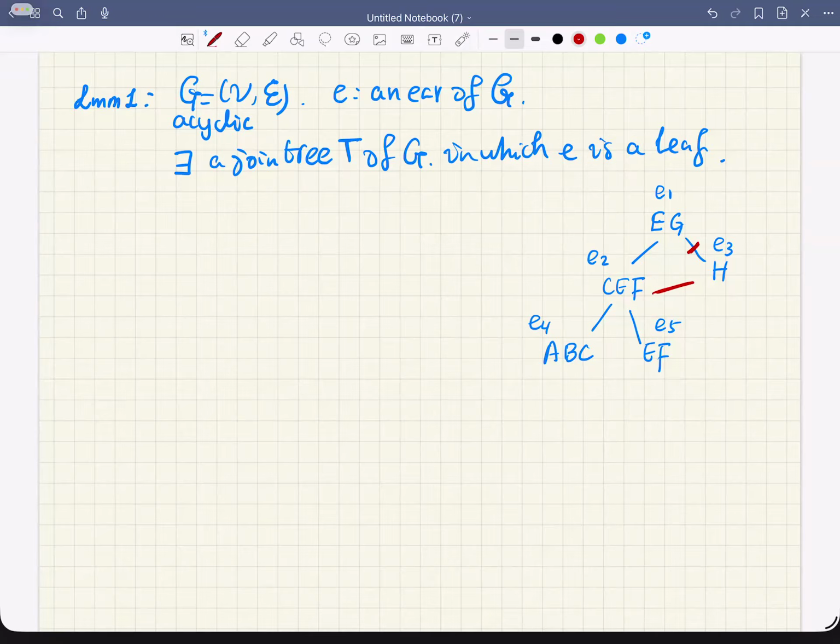Okay, that's not super difficult, but there is some logic behind it. So this is the join tree. Anyway, this is what the lemma says: you can always find me a join tree in which this V is a leaf.